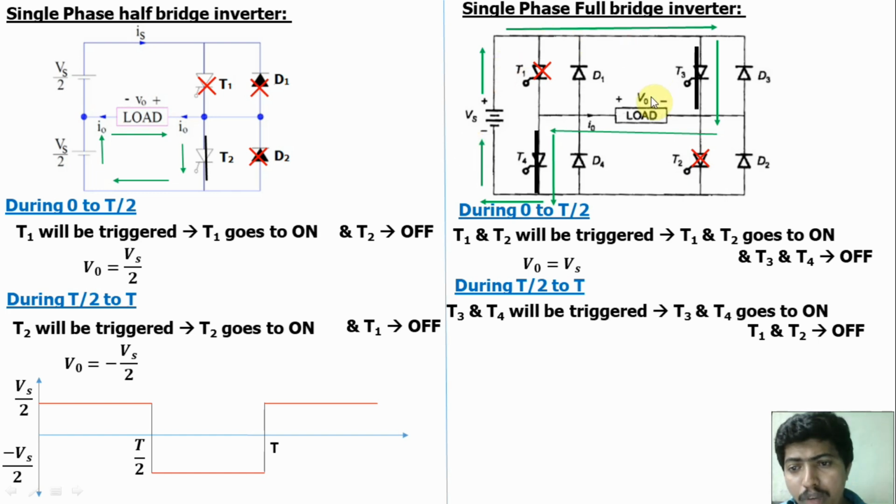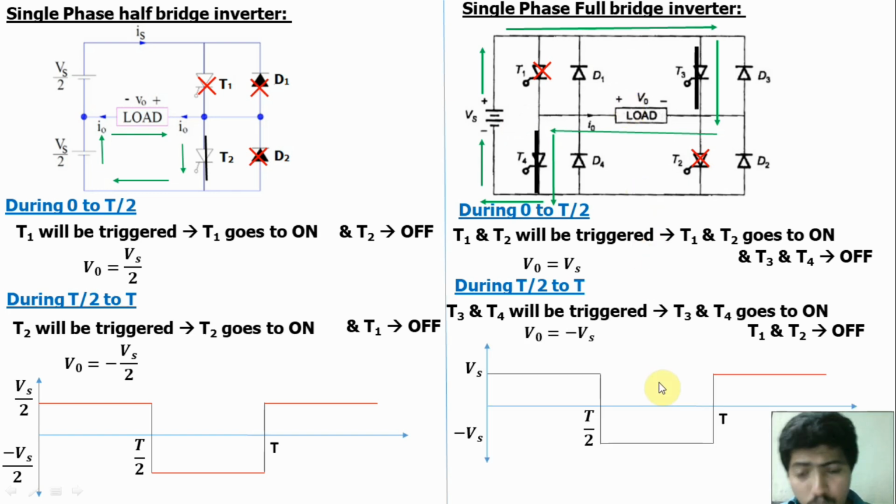Now the current will flow from negative to positive. If you apply the KVL for this loop, we can get V0 is equal to minus Vs. So the output will be a square wave. During 0 to T by 2 we will get Vs, and T by 2 to T we will get minus Vs. This is the operation of full bridge inverters. From the output waveforms, we can find the RMS value.